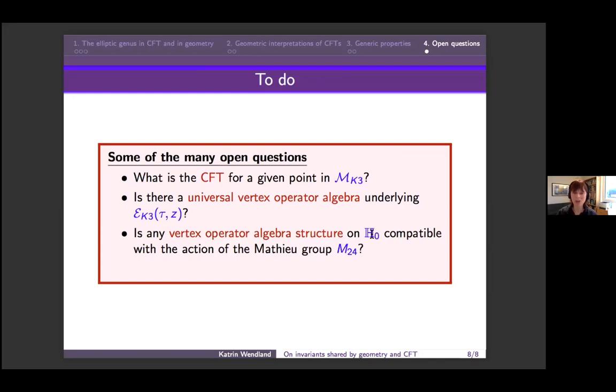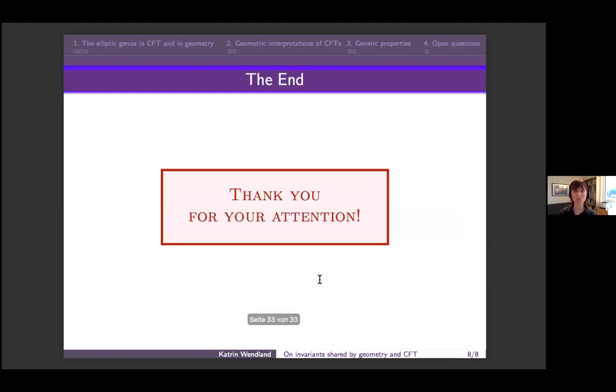We already know that the group M24 acts on the generic space of states. So that's already progress, because we now know the home of the action of M24. But to really explain this Mathieu moonshine phenomenon, which would be the final question that I want to ask here, one would have to make the action compatible with a vertex operator algebra structure. So these are just four bullet points giving a broader context of where this research is going. But for now, I think I've said everything I wanted to say, and I thank you for your attention.